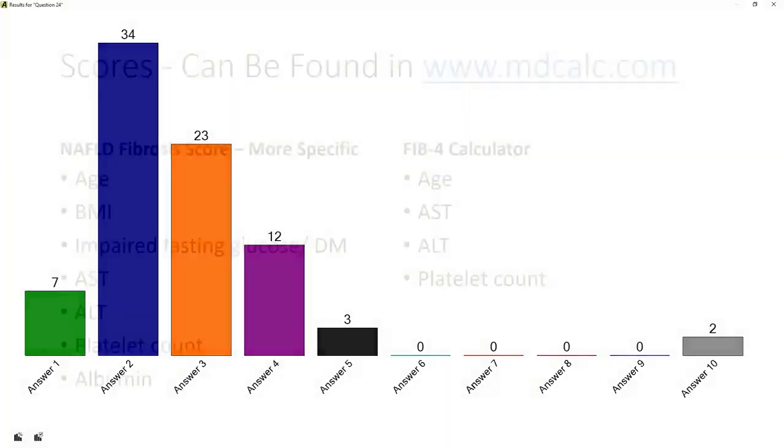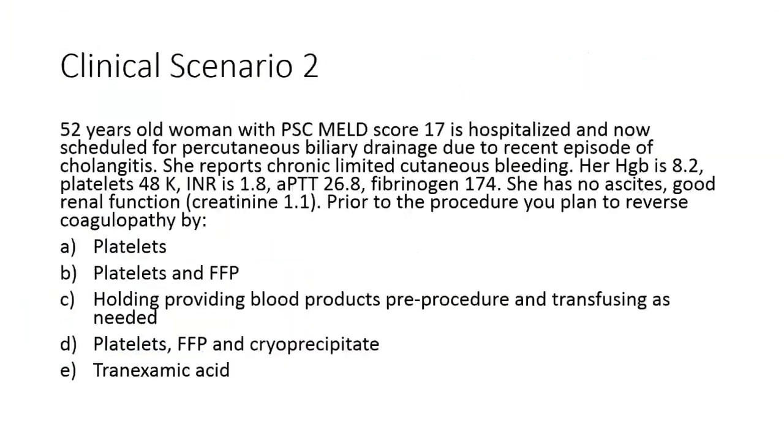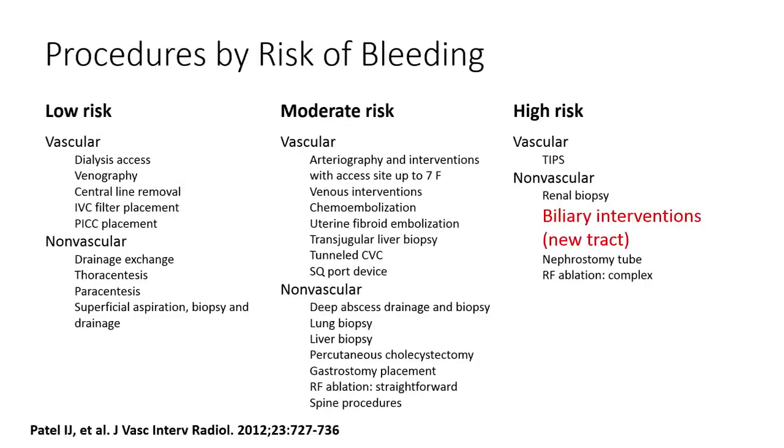Excellent. So let's see. Platelets and FFP is the most common answer, and then holding products is the next most common.